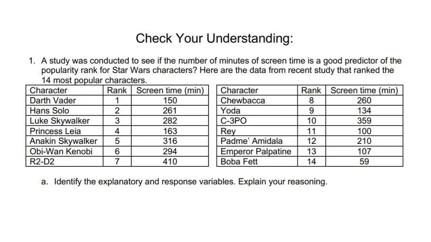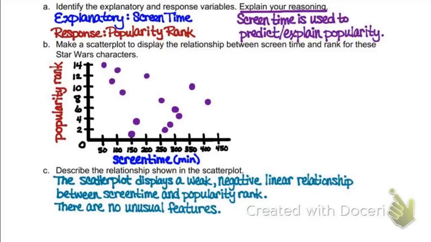What do you think the explanatory is? What did you say? I would say screen time, number of minutes. And the response variable would be the rank. So the screen time, the amount of time that it plays for, would be used to explain its ranking.